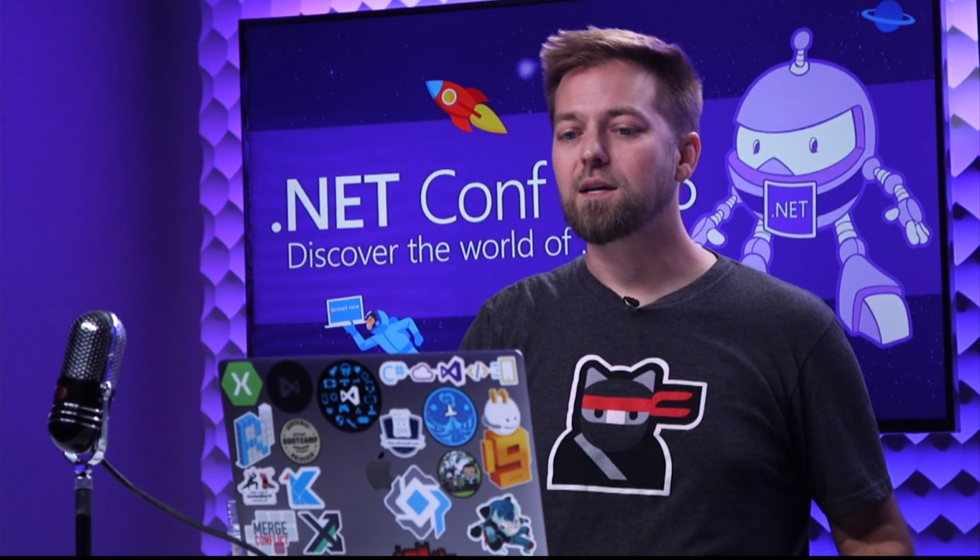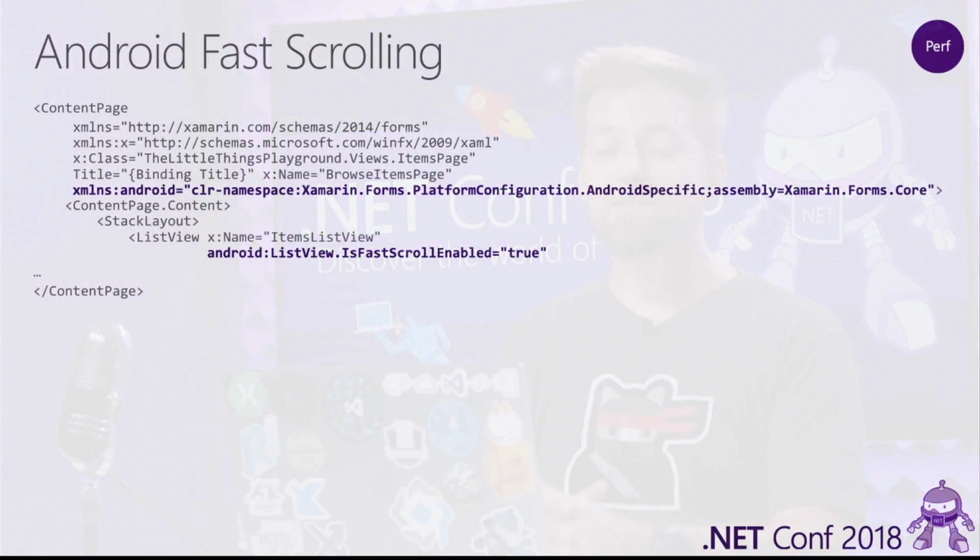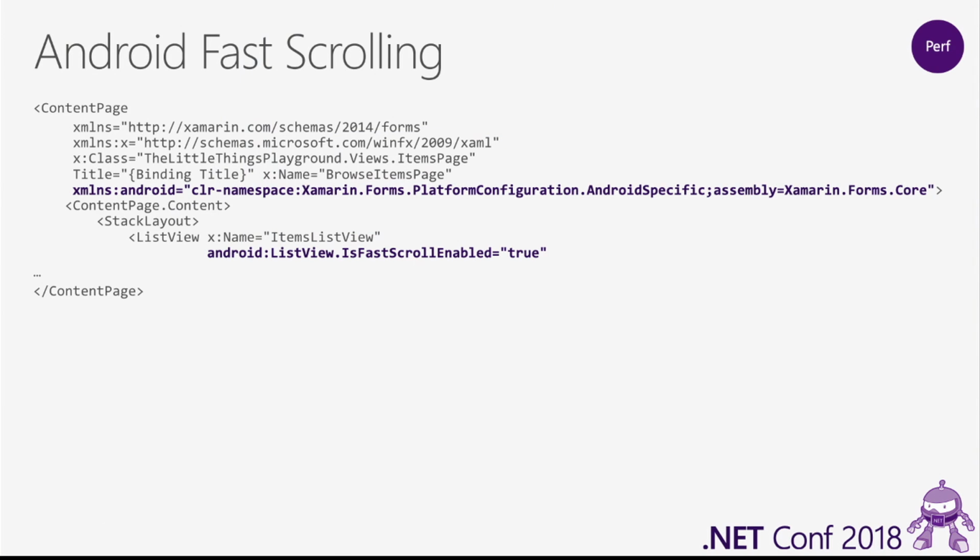So that's XAML-C. Android fast scrolling, did you know you could do this? This is a feature of Android, and you can enable it using this platform specific. Turn that puppy on, and you'll get much better, smoother, fast scrolling on Android.